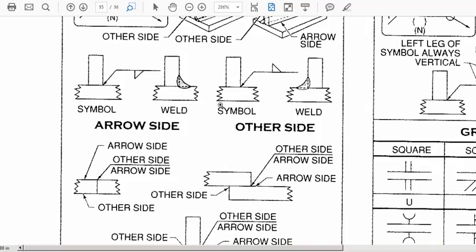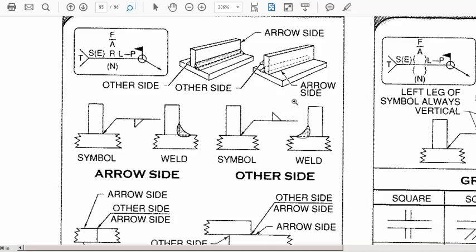Let's look at a graph. Okay, so this brings it down pretty well for us. First off, again, with the reference line, what's on top is considered the other side, what's below the reference line is considered on the arrow side. So let's take a look at a quick example for this particular case.